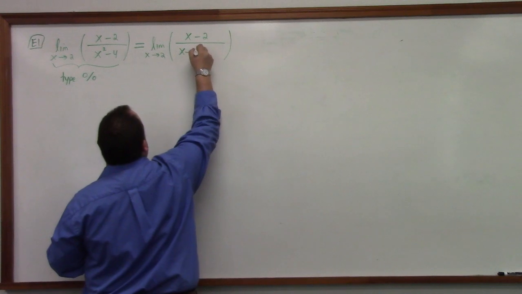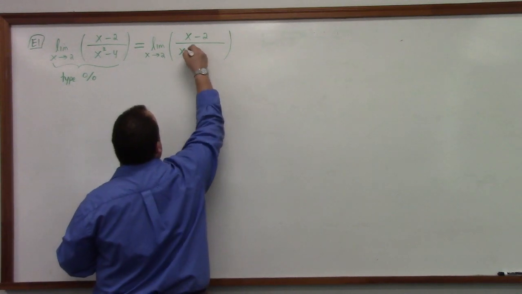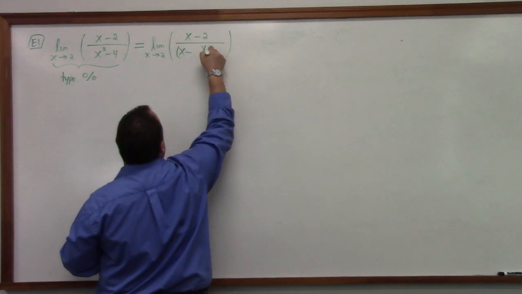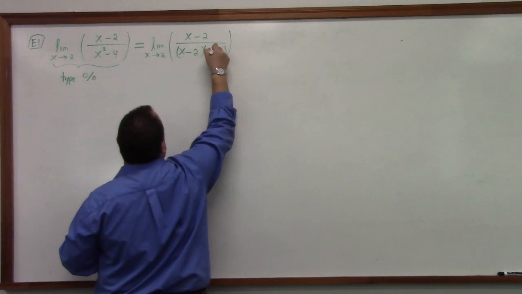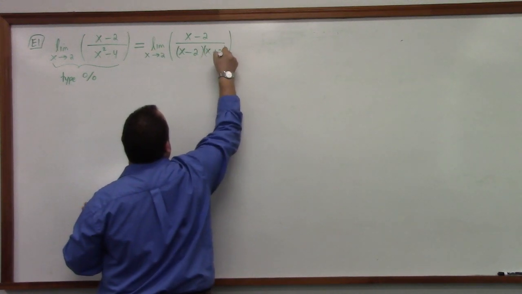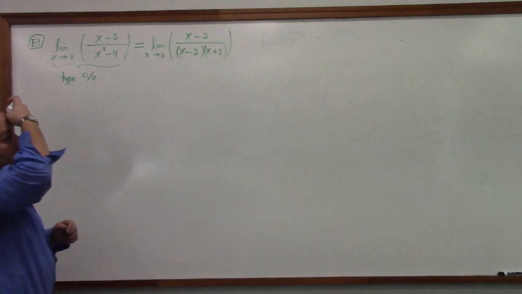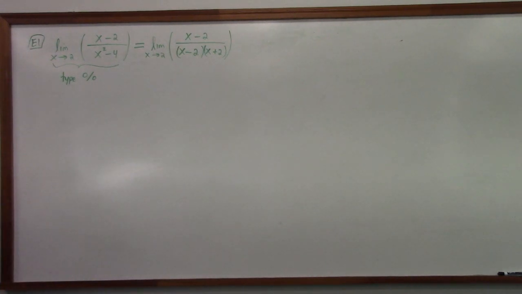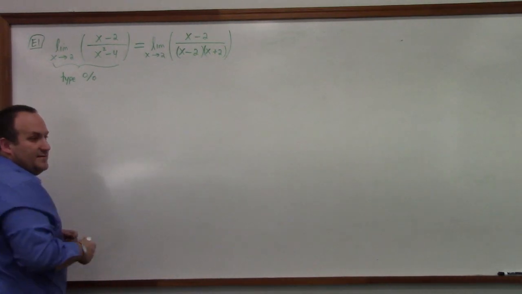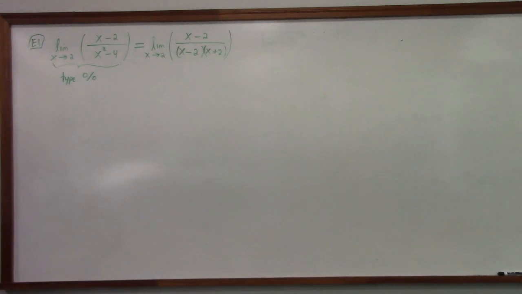X minus, right idea, wrong number. X minus 2, x what? X plus 2. You had the right idea, just, yeah. Because 4 is really 2 squared, right?